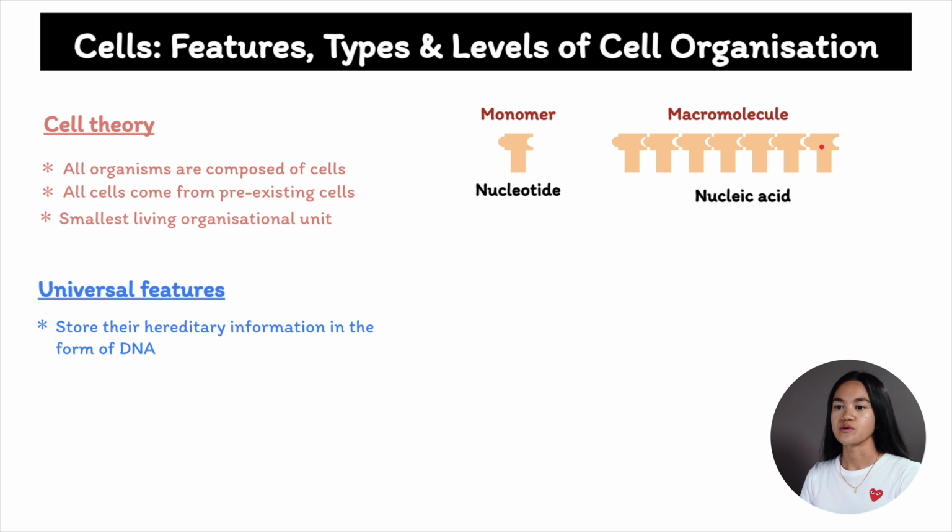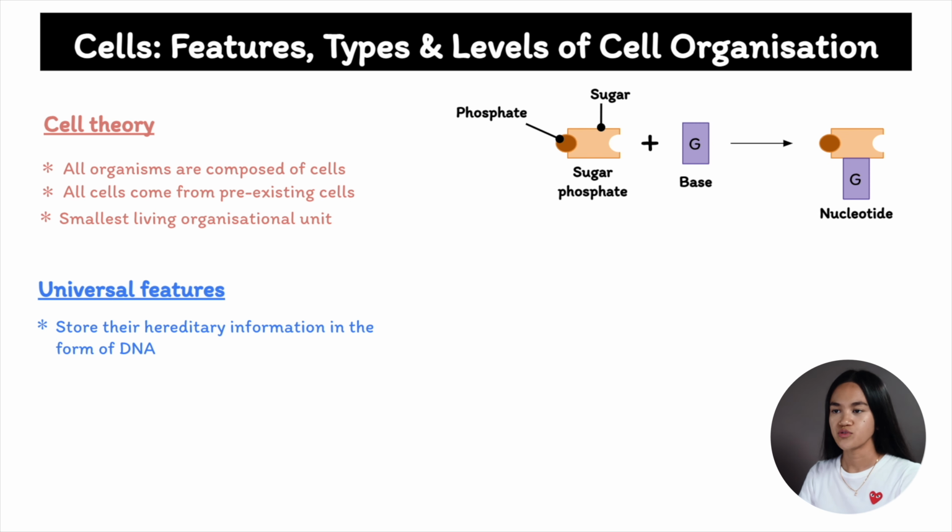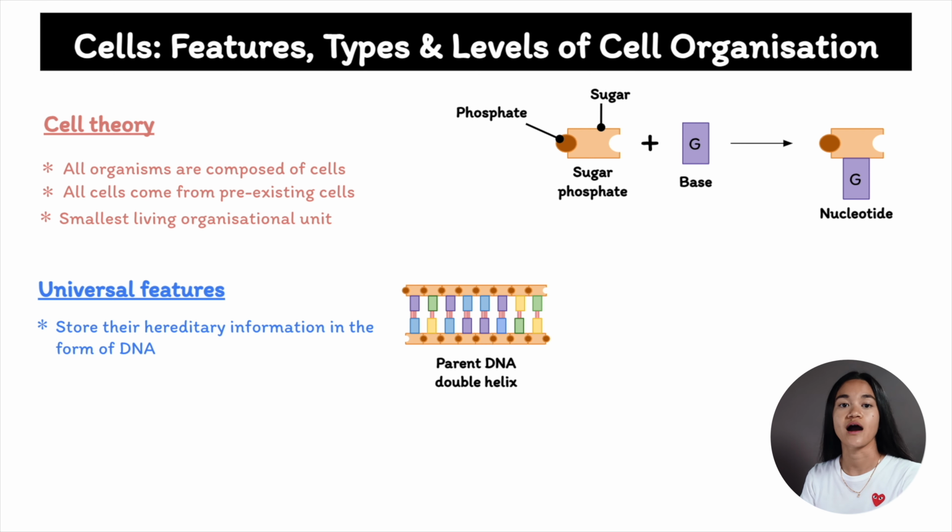And looking at the building blocks of DNA here, each nucleotide is composed of a sugar phosphate covalently linked to a base. In this case, we have guanine. And then the nucleotides will be covalently linked together into polynucleotide chains. A DNA molecule is composed of two polynucleotide chains or DNA strands that are held together by hydrogen bonds between the paired bases. These red lines are hydrogen bonds.